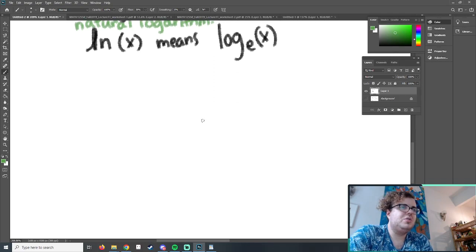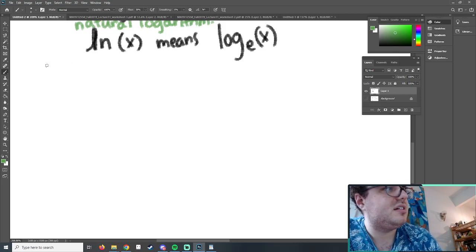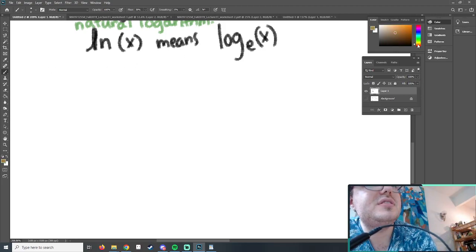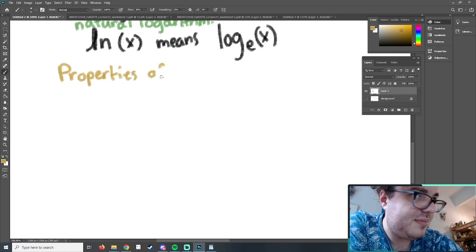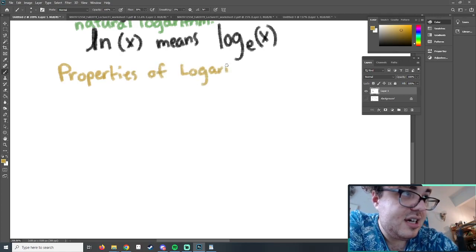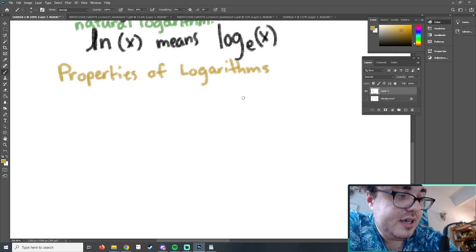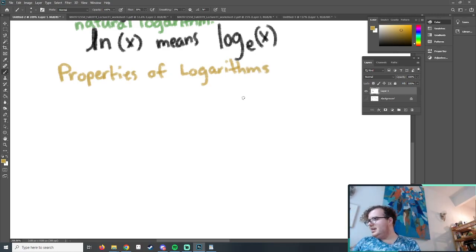Now, for some actual rules, which I'll call the properties of logarithms. We'll do a nice golden brown color here. So here are a few properties of logarithms, and all of these come from the definition that I gave earlier of a logarithm, that it's a question that asks what power do I raise my base to get my argument, or they come from being an inverse function to exponentials.